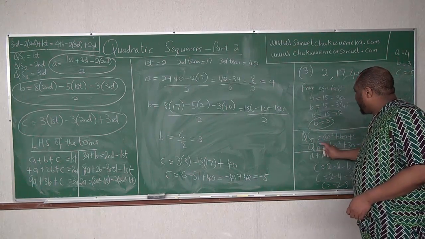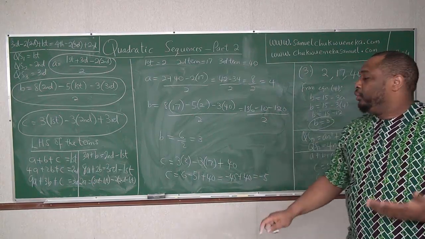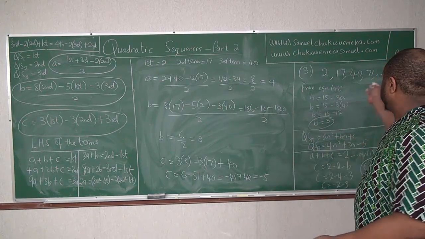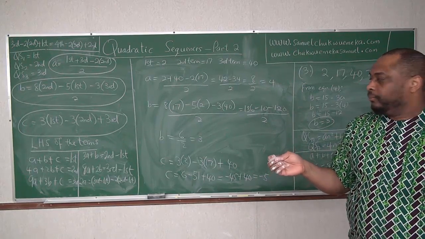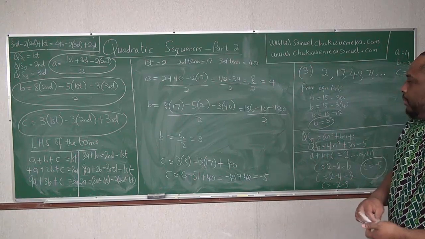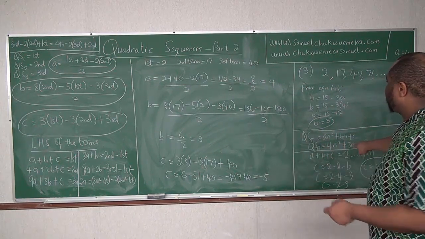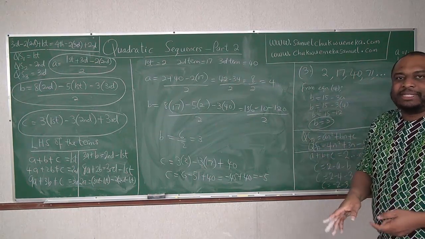So what I normally advise my students to do is use this nth term to find the fourth term. And it should give you 71. If it doesn't give you 71, there's a problem. So let us do that. Let us use the nth term to find the fourth term, and it should give us 71.